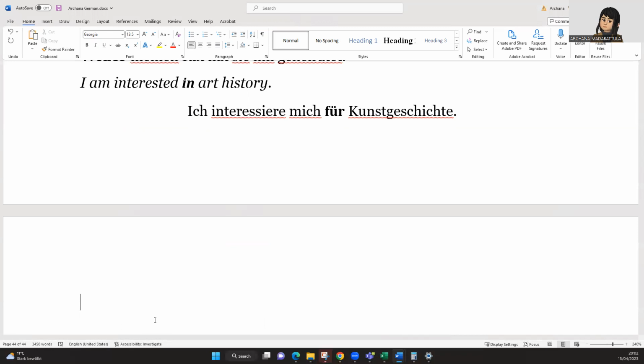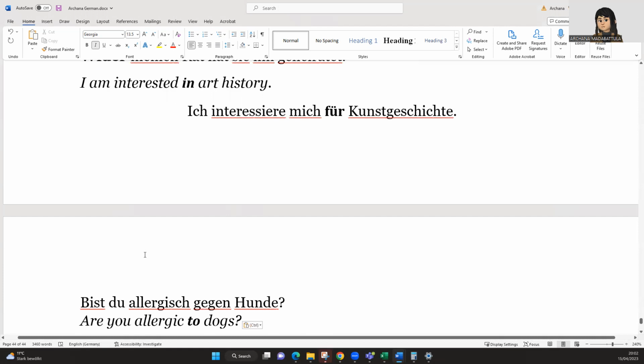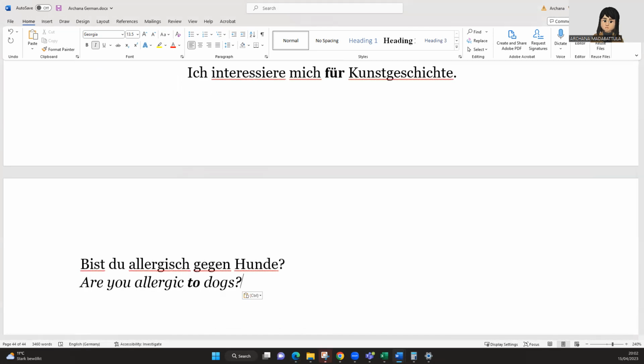Are you allergic to dogs? Here again, if I say are you allergic to dogs, we can use gegen because it is like against. Bist du allergisch gegen Hunde? So it will come like that. It is not always that I know English, so I'm going to translate the same thing. No, it doesn't happen like that. Bist du allergisch gegen Hunde? It's not are you against dogs, but bist du allergisch gegen Hunde.